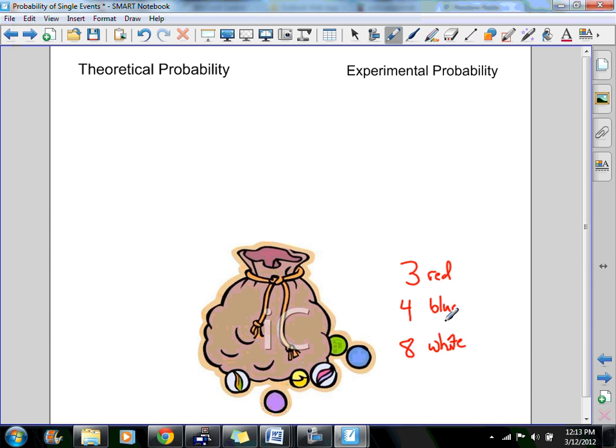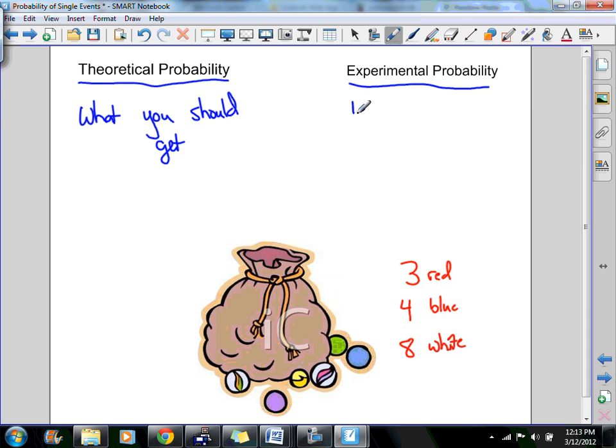The difference between theoretical and experimental probability is theoretical is what you should get, and experimental is what you do get.